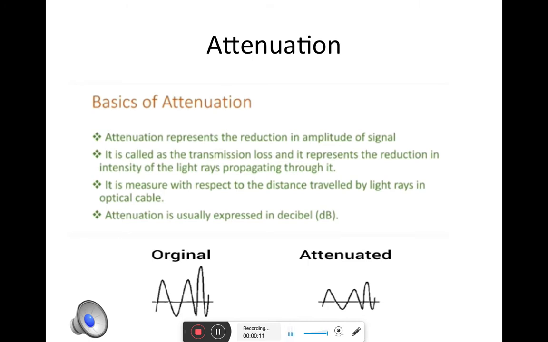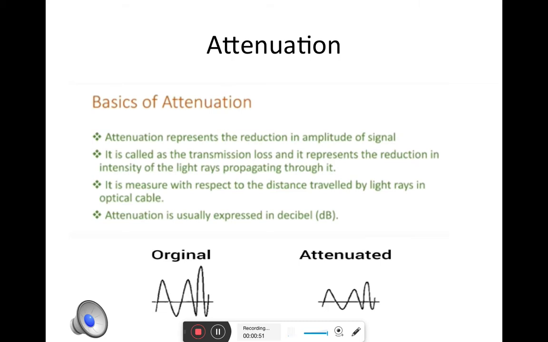So, what is attenuation? Attenuation is a type of transmission loss that happens when a signal is being transmitted from a transmitter to a receiver. What exactly happens is that when the signal is being transmitted, there is a change in intensity of the signal that is being sent. This is basically because of the attenuation. Attenuation is usually measured with respect to the distance traveled by the signal from the transmitter to the receiver, and it is expressed in terms of decibel, that is dB.